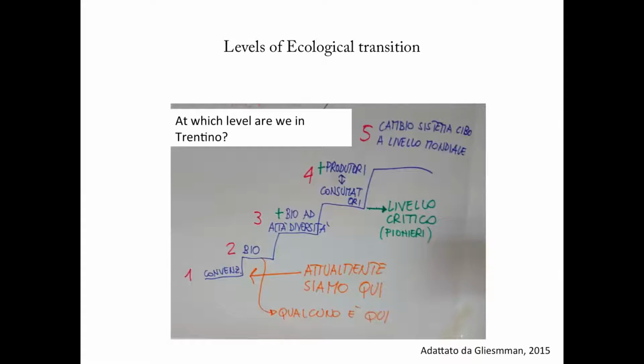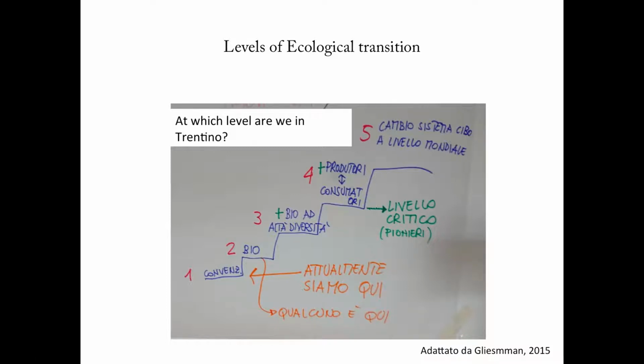And I made this graph for our situation in Trentino, where most of the farmers are at the first level, so conventional agriculture. We can improve our conventional system by optimizing water, optimizing the use of minerals and so on. And then we can go to step 2, substituting toxic inputs with organically allowed inputs, but it's still a substitution. It's not really a big change.